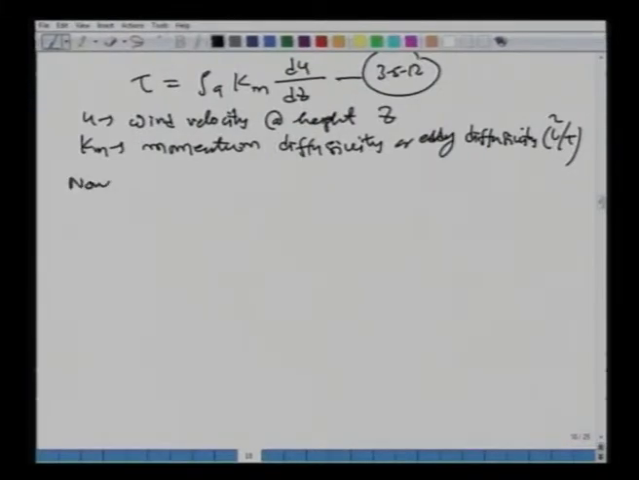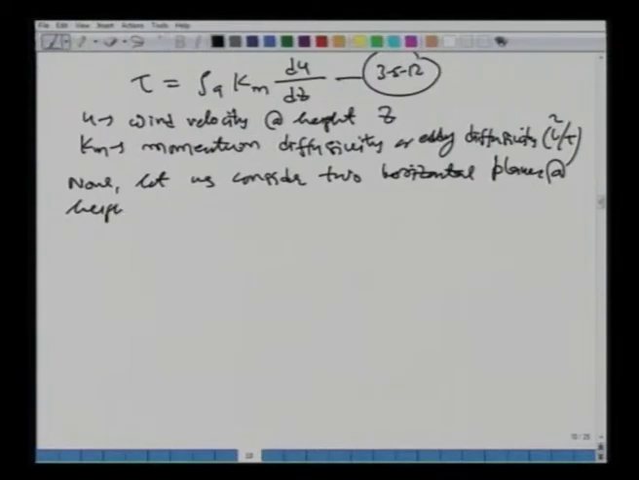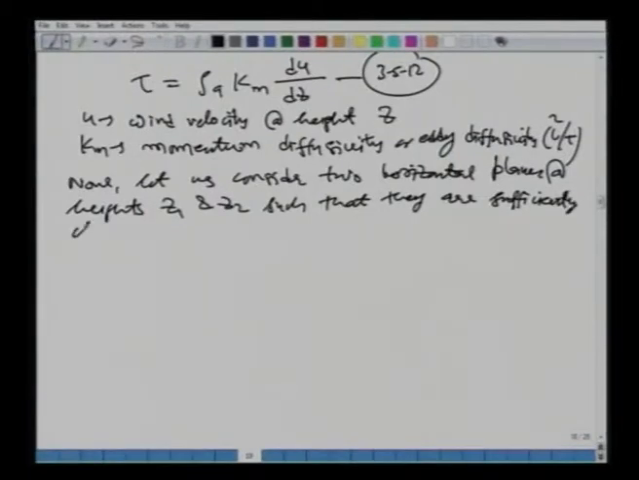Now, let us consider two horizontal planes at heights z1 and z2 such that they are sufficiently close to each other. Why do we make that assumption?